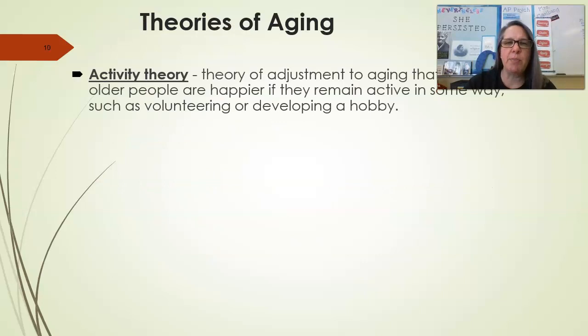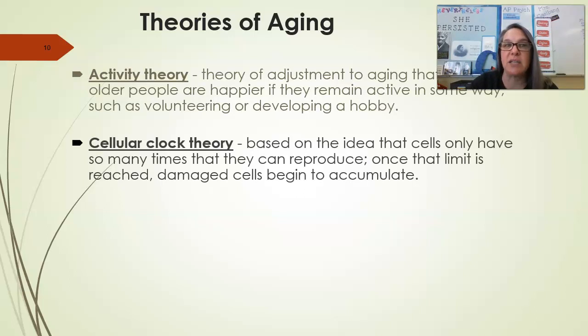All right, there are a couple of theories on aging, and how our body really starts aging. So the activity theory: that adjustment to aging that assumes older people are happier if they remain active in some way, such as volunteering or developing a hobby or going out to play golf every now and then. So this theory just says you're happier if you're more active.